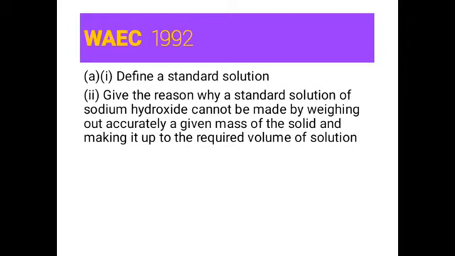WAEC 1992: you have to define a standard solution. Then give reasons why a standard solution of sodium hydroxide cannot be made by weighing out accurately a given mass of the solid and making it up to the required volume of solution. Now let's look at it.